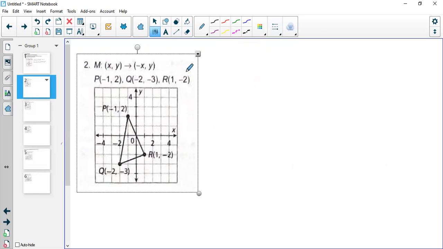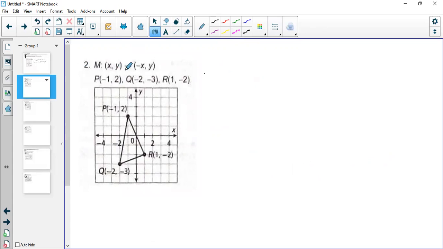All right, so here the transformation given is (x, y) should change into (negative x, y). So the x will turn into its negative and the y will remain the same. So what kind of transformation has taken place here?